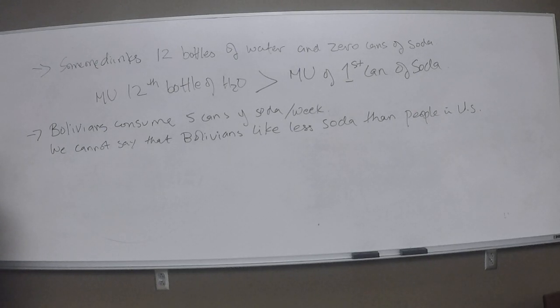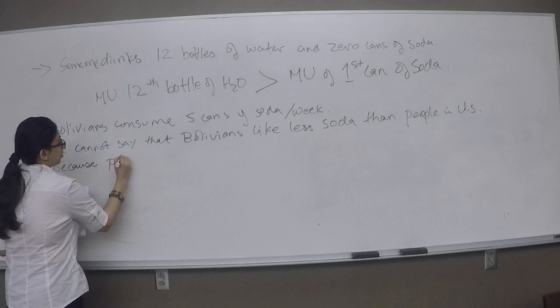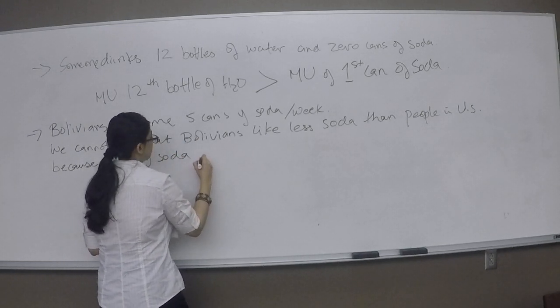Why? Because prices matter. In Bolivia, soda is expensive and people consume less. They make less money, they consume less soda because it's expensive, but when those same Bolivians come to US, they start to consume more soda. Why? Because it's cheaper here and they're making good money and they can afford to drink a lot of soda. So we cannot say that Bolivians like less soda than people in US because price matters too. Price of soda, or price of any product, matters in consumption.